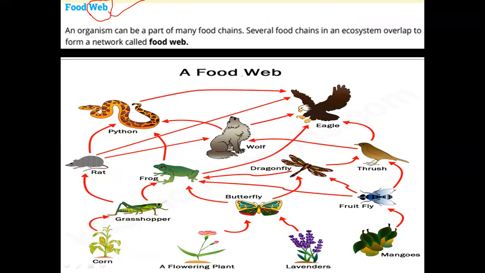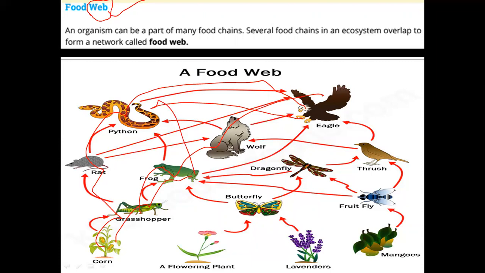There are several food chains. You can see this one is one food chain, this is the last. The other one, this one, is the second, and you can see the third one here. So there are lots of food chains here.